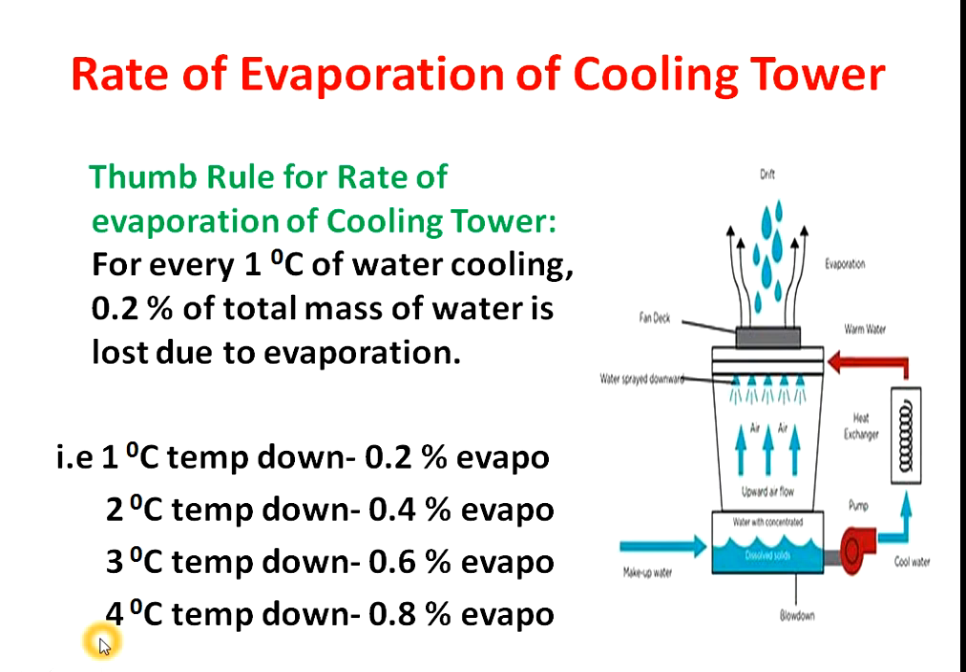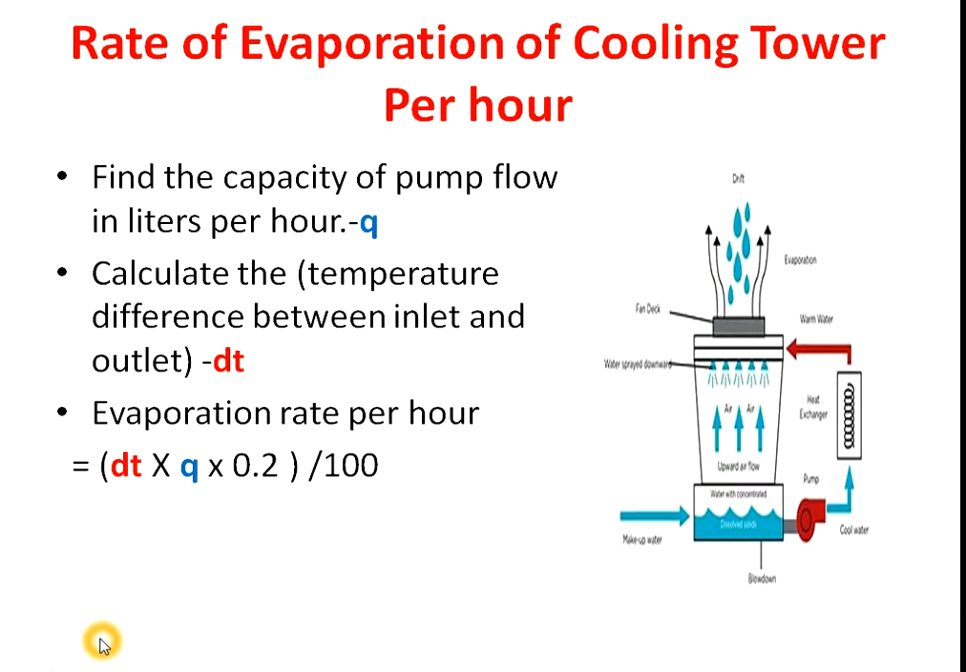Now we will see how to calculate the evaporation rate of cooling tower per hour. That means per hour how much water is evaporated in the cooling tower. I have derived one formula for calculating this. This formula you will not get anywhere on the net or on YouTube, because this is derived by me.